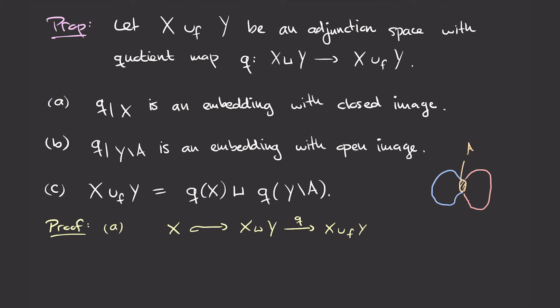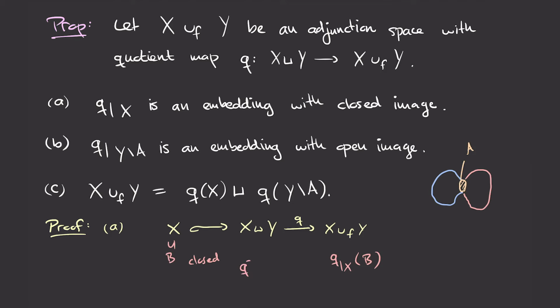Now, to show that this composite is closed, we take some closed subset B of the space X. Now, this subset will be mapped to the subset Q restricted to X of B, which is just its image under this composite map. Okay, now to figure out whether this set is closed, we need to use the definition for open, respectively closed subsets in the quotient space. So recall that a subset in the quotient space is open if and only if its preimage under the quotient map is open in the original space. And conversely, a subset is closed if and only if its preimage under the quotient map is closed. Therefore, in order to show that this set here is closed, we need to consider its preimage under the quotient map Q and show that that set is closed.